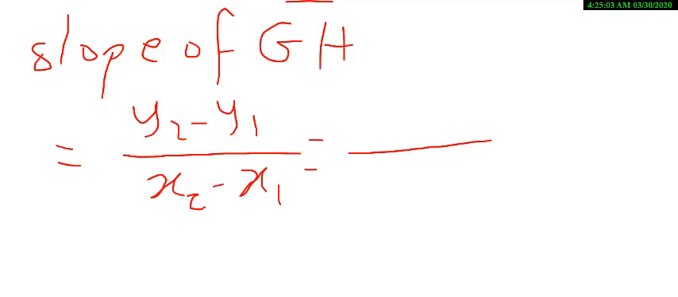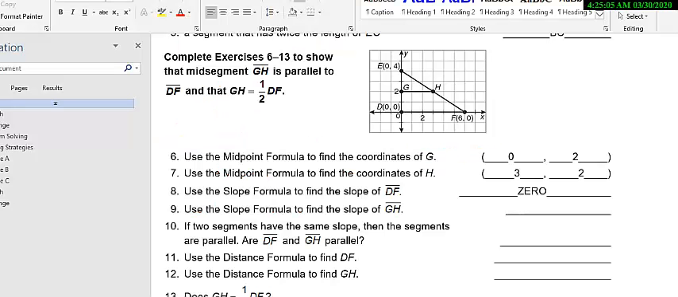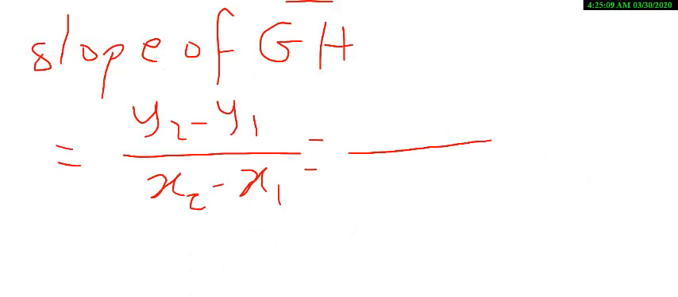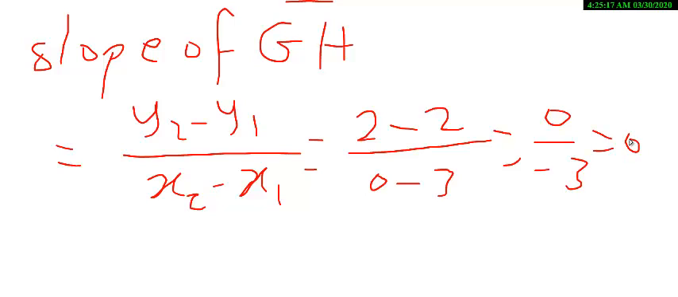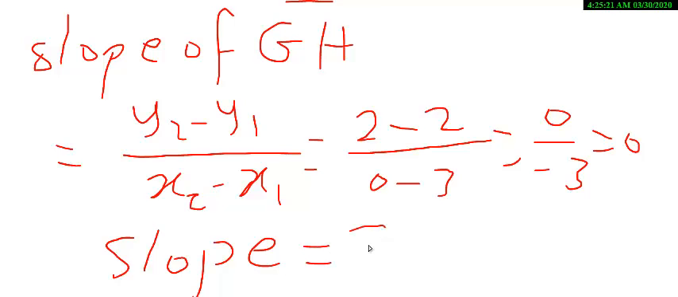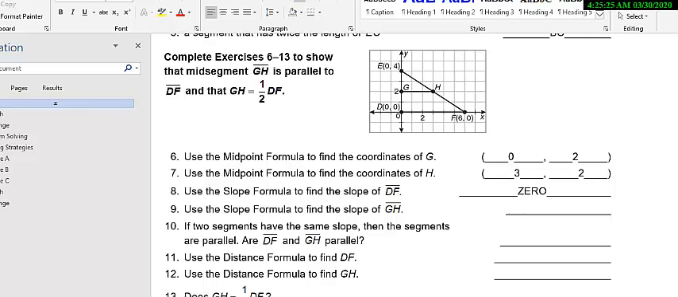Get back to the coordinates of the formula. It is going to be 2 minus 2 over 0 minus 3, so it's going to be 0 over negative 3, which is 0, so the slope will be 0. Slope equals 0. Back again to question number 9, we need to write down the slope here, so it's going to be 0.